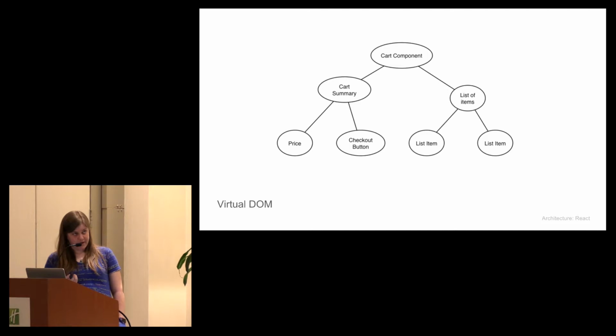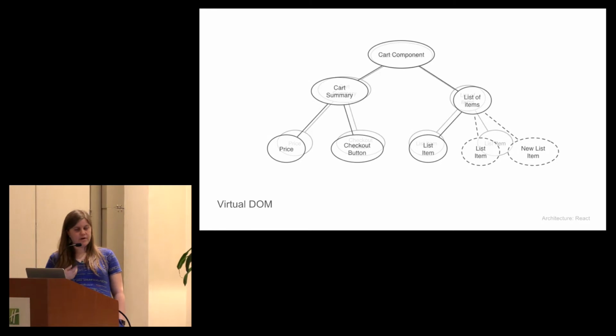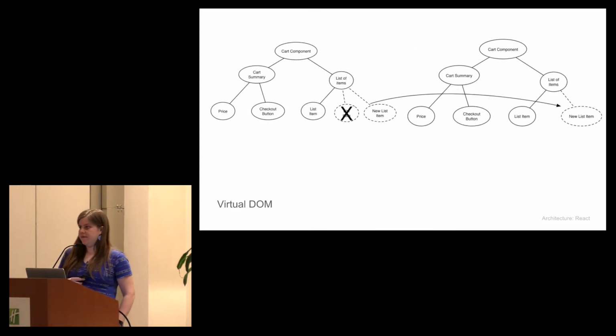So React keeps track of your component tree. Here you can see on our cart component, we have some sub components, and it has this tree. And when you want to make a change, like to our list of cart items, then it calculates what the difference is going to be, and then is able to intelligently update your DOM.